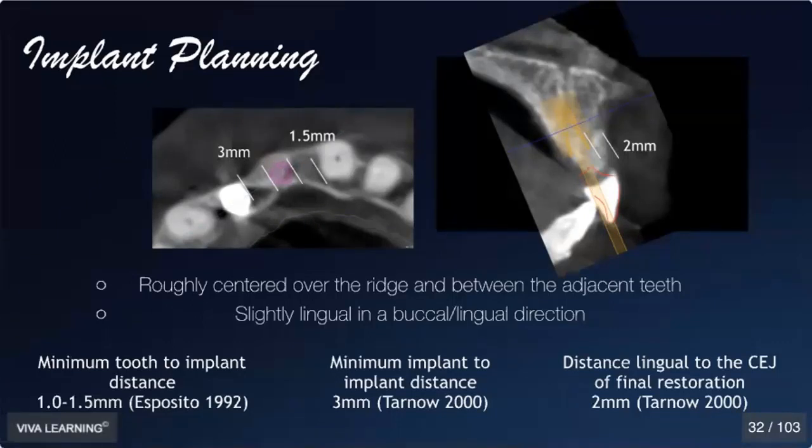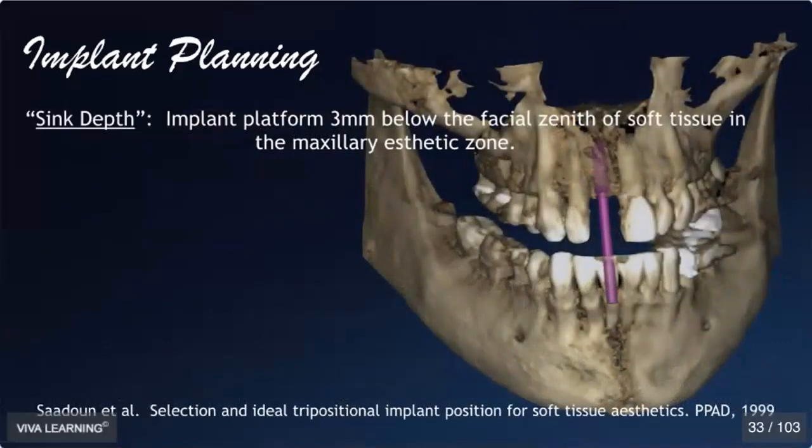And then this is probably one that a lot of people don't know as well, but having at least, if possible, 2 millimeters of labial plate thickness for anterior implants, if the anatomy and the bone allow it, can really prevent, or at least minimize, the long-term risk of soft tissue recession on your aesthetic anterior implants, as they're supported by the soft tissue and bone underneath. And then depth-wise, implant platform 3 millimeters below the facial zenith of soft tissue in the maxillary aesthetic zone.